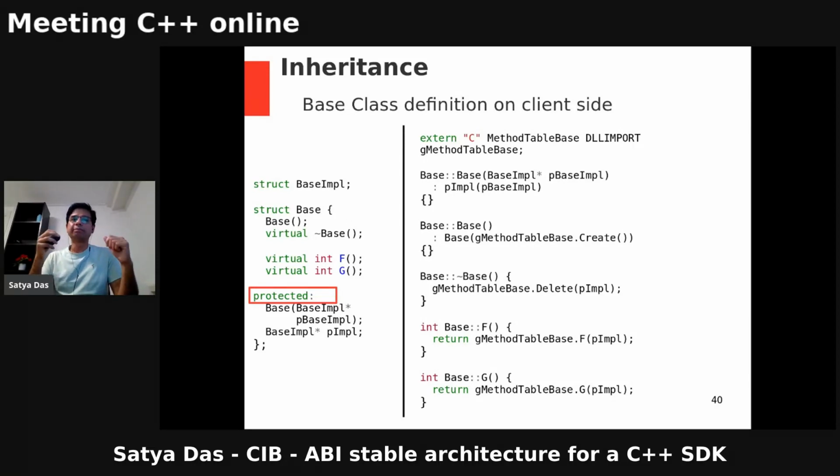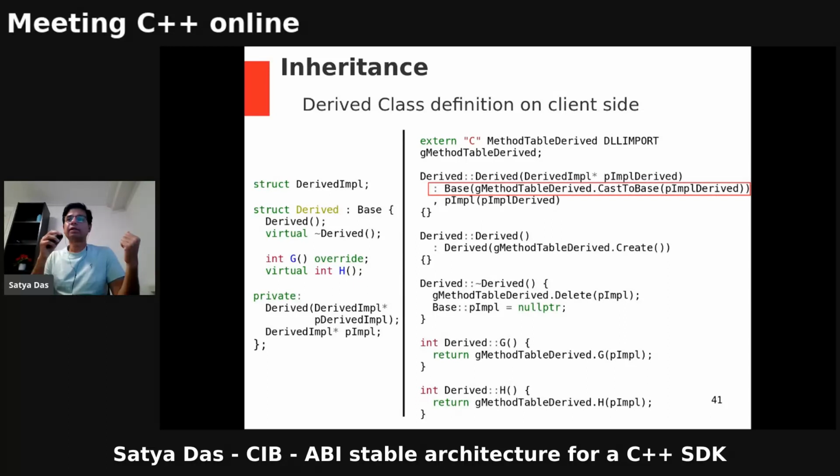Derived class would like to use them. And then all the implementation of the methods will be just delegating the call to the function pointers in the method table. Fine. Now we can see the definition of the derived class on the client side. Again, things will be very simple. We will have a proxy class definition, which will have a p-impl data member.